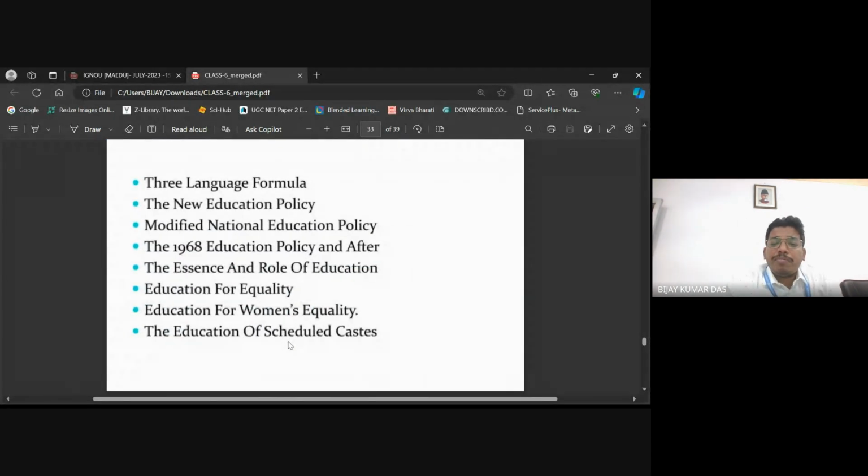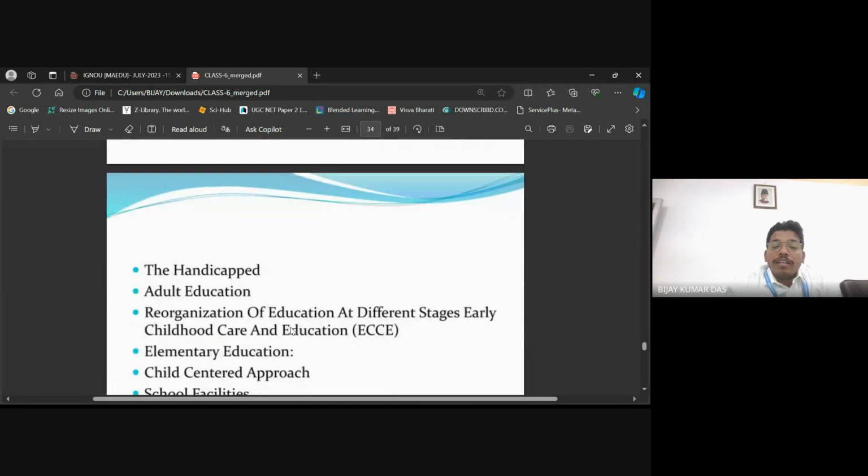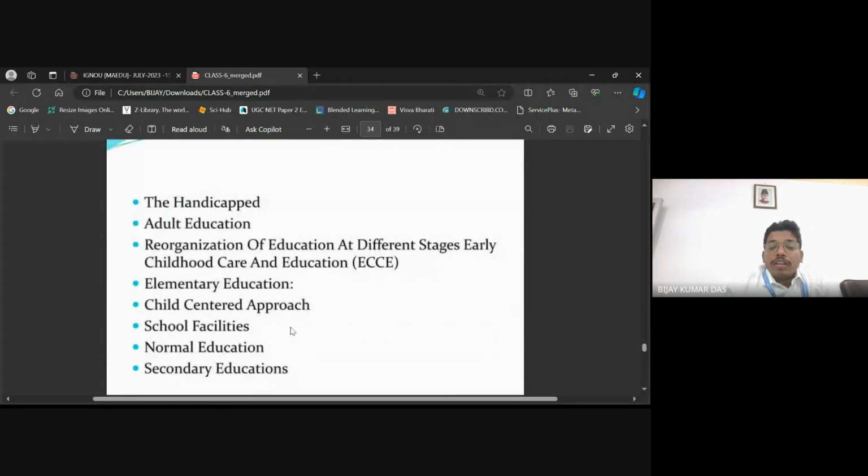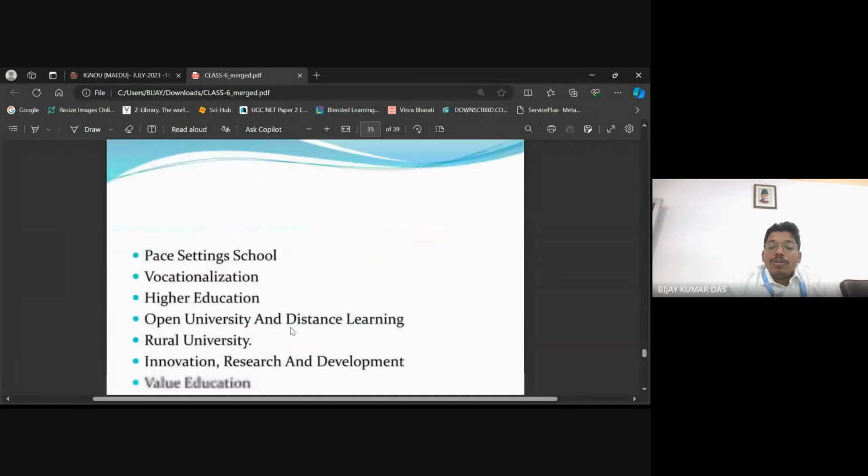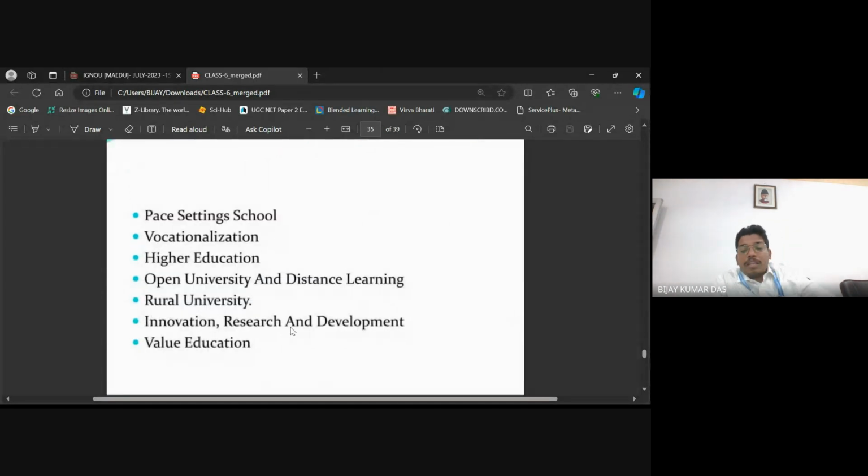We have highlighted the three-language formula, the new education policy, the modified national education policy, the 1968 education policy, the essence and role of education, education for equality, education for women's equality, education for scheduled castes, scheduled tribes, and other backward castes, the handicapped, adult education, the reorganization of education at different stages, ECCE, early childhood care and education, elementary education, child-centered approach, school facilities, non-formal education, secondary education. So many things have been highlighted in the form of these new trends in education.